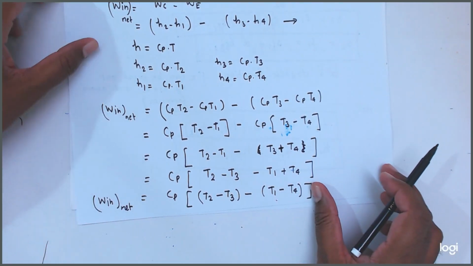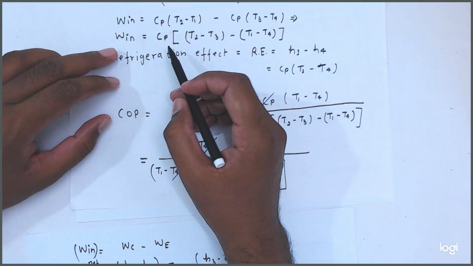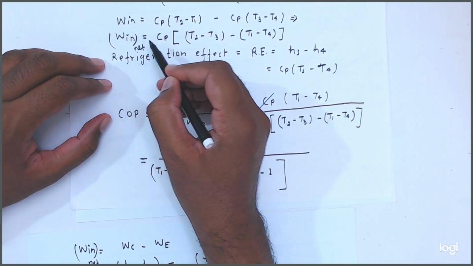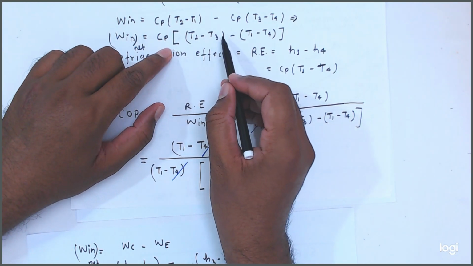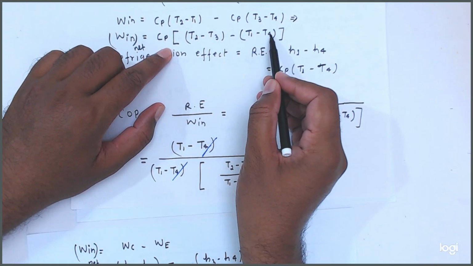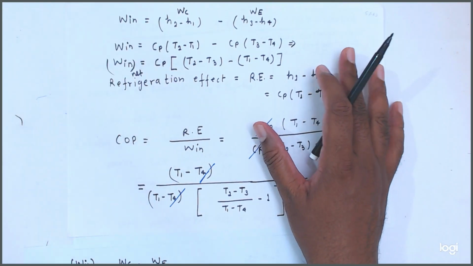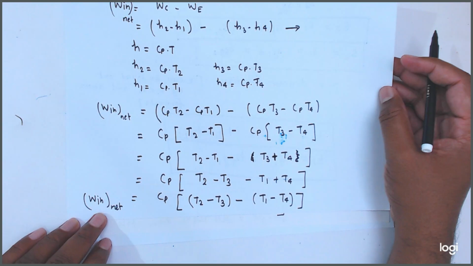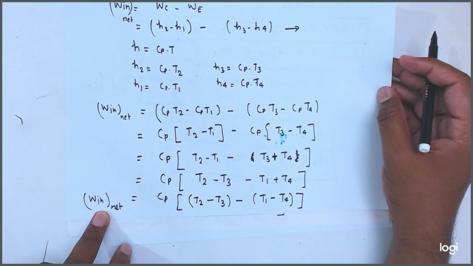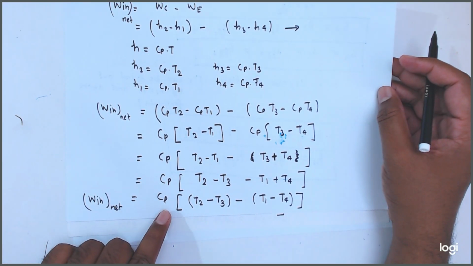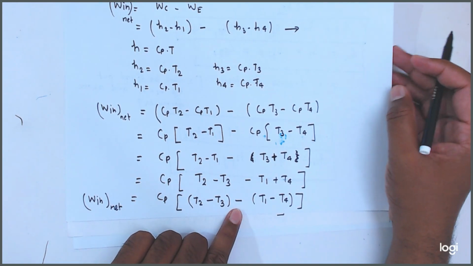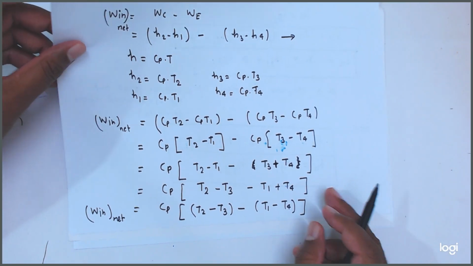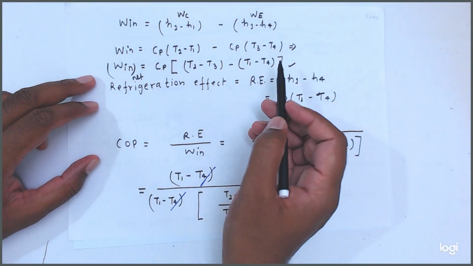Okay, so I directly put it here. The W input is equal to how much? This is the net Cp (T2 - T3) - (T1 - T4). This value I have written directly here. So how is it coming? W input net equals Cp (T2 - T3) - (T1 - T4). Okay, this is the net work done.